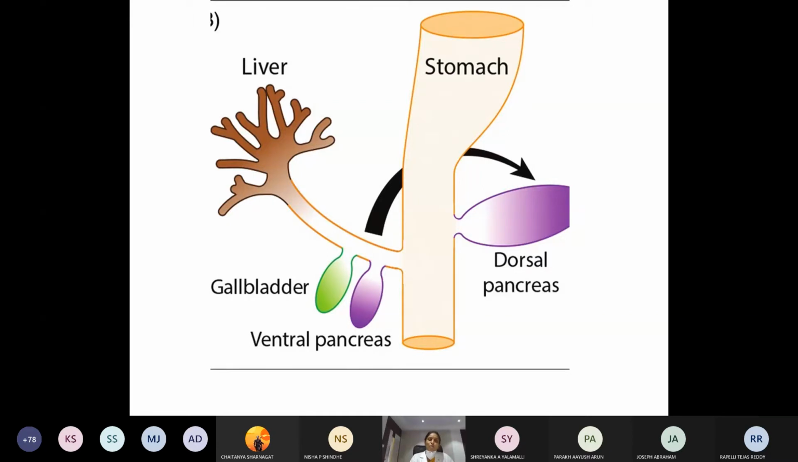Now, the position of these openings will not remain the same. The position of the openings of the hepatic bud will not be anterior as shown here. This will rotate to the posterior part. Why does it rotate? Because there will be rotation of the duodenum. Ultimately this duct should open into the second part of the duodenum. Once the duodenum rotates, this whole thing rotates to the posterior part.